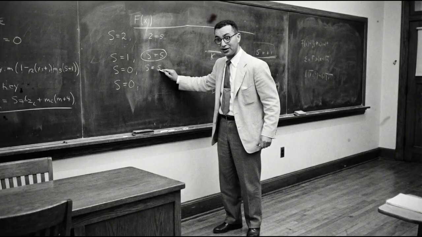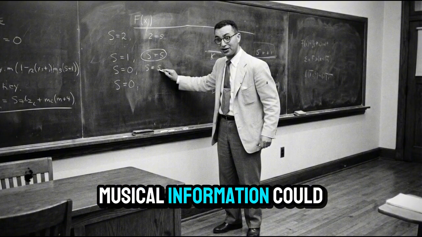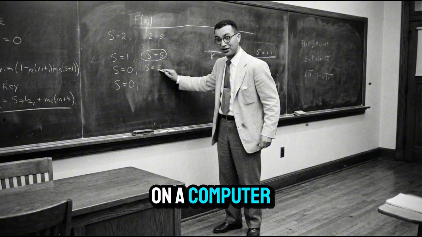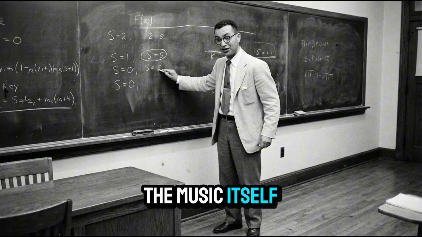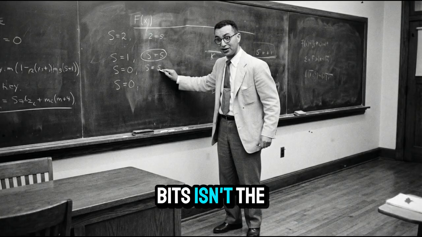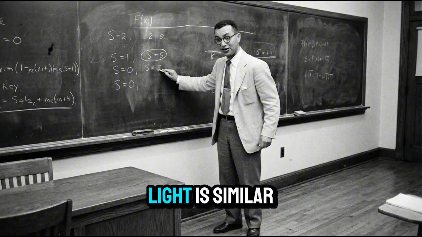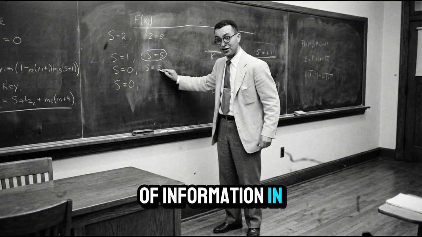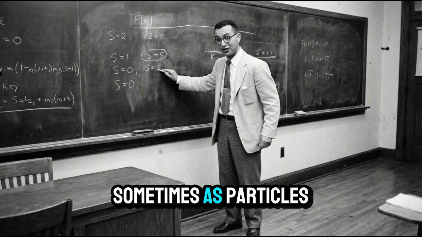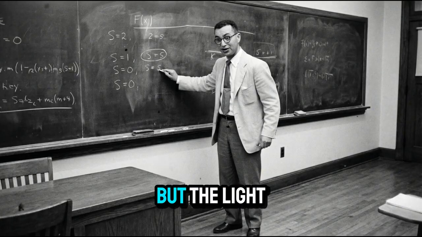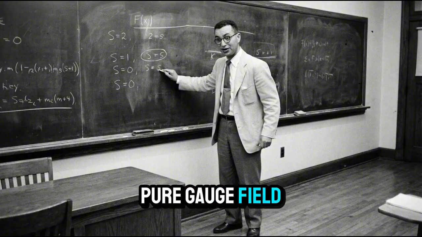Think of it like music. A single note played on a piano creates a wave pattern in the air. But that same musical information could be represented as digital data on a computer, as grooves on a vinyl record, as magnetic patterns on a tape. The music itself isn't the wave, isn't the digital bits, isn't the grooves. It's the pattern of information that can be encoded in many different ways. Light is similar. It's a pattern of information in the electromagnetic field. Sometimes we detect this pattern as waves, sometimes as particles, depending on how we choose to measure it. But the light itself is neither wave nor particle. It's pure information, pure pattern, pure gauge field excitation.